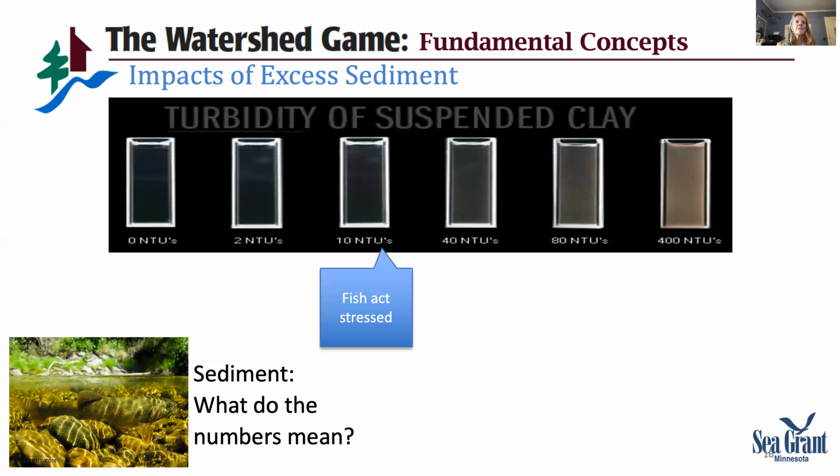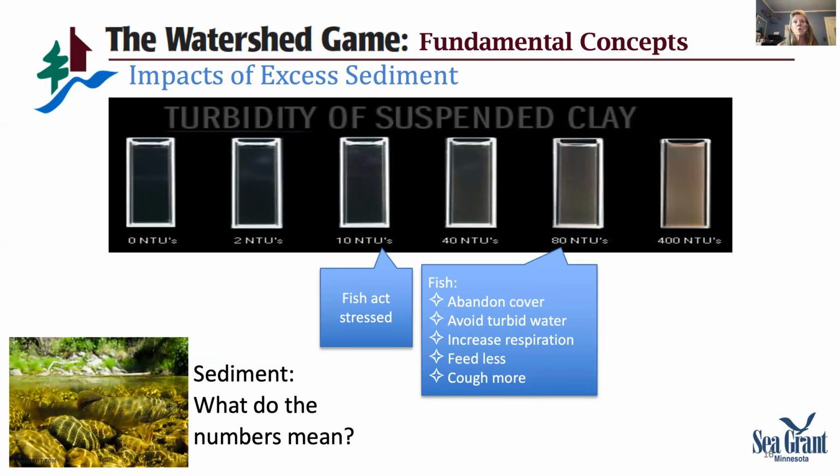But fish start acting stressed, particularly fish adapted to clear situations. When the number increases, when you see numbers up around 80, which to me also doesn't look incredibly cloudy, I'd probably swim there, fish start abandoning cover. They swim away from the turbid water. They increase their respiration rates, a little bit harder to breathe, I guess. They feed less and they start coughing. And who knew? I didn't know fish coughed until I started looking into this stuff.